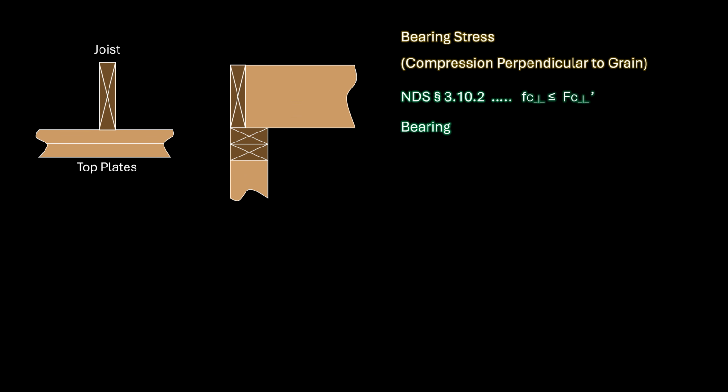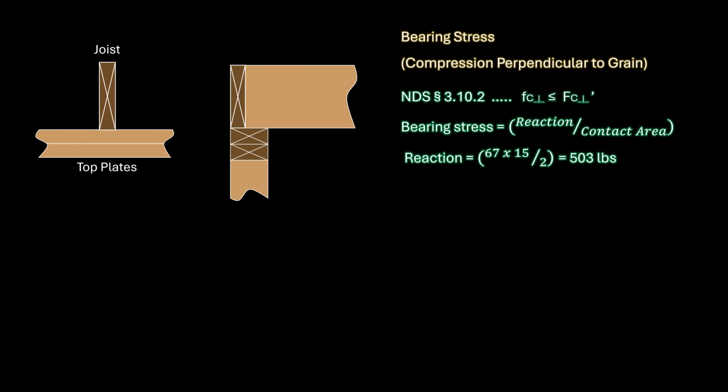The bearing stress is the quotient of the reaction and the contact area at the supports. Considering the 15-foot joist span and a total linear distributed load of 67 pounds per linear foot, the total reaction is half of the product of the uniform load and the span, since half the total load will go to each support. Therefore, the reaction is 503 pounds.